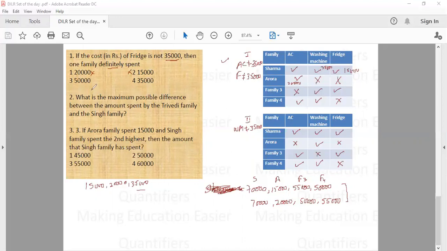Third one is 50,000. Now 50,000 is there. In the first case, family F4 will be spending 50,000. In the second case, family F3 will be the one spending 50,000. So this is my answer. So this was the first question.